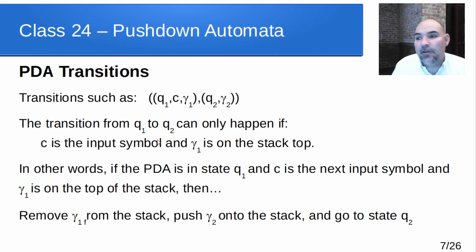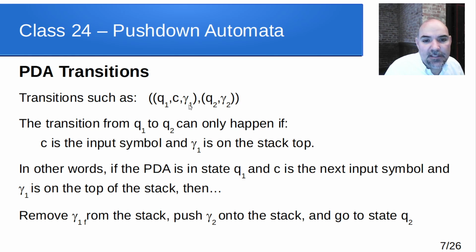Okay, so transitions, members of the transition function, are going to look like this. Remember, we had a triple mapped to a double. So this is a state, symbol, stack contents triple, mapping to a new resulting state and new stack contents here. And this is the top of the stack. In other words, this is saying that the transition from state Q1 to Q2 can happen if C is the next single symbol coming up on the input, and this string, lowercase gamma 1, is on the top of the stack.